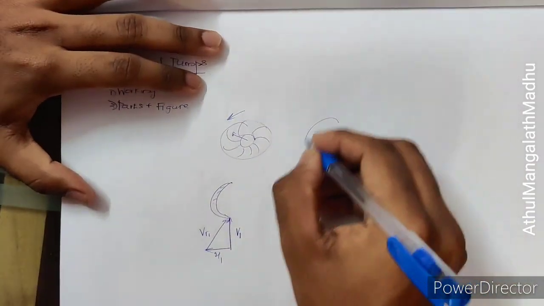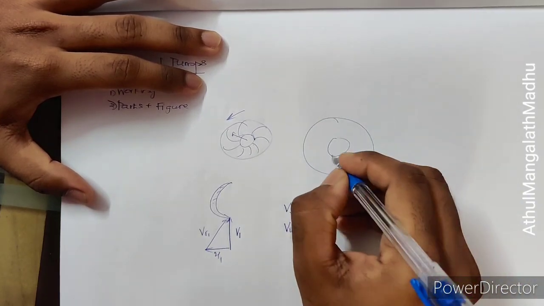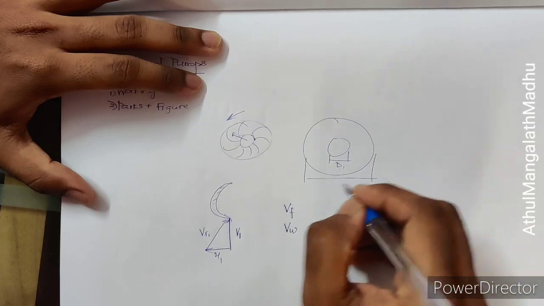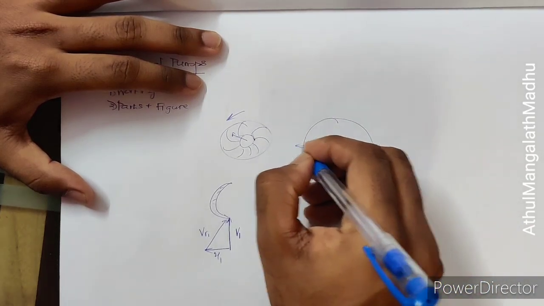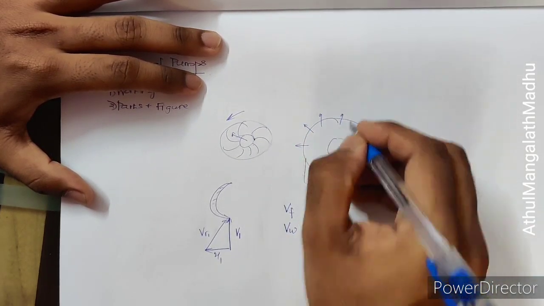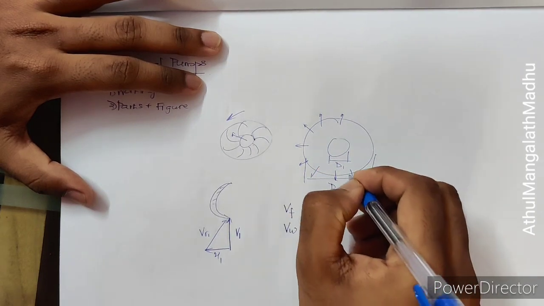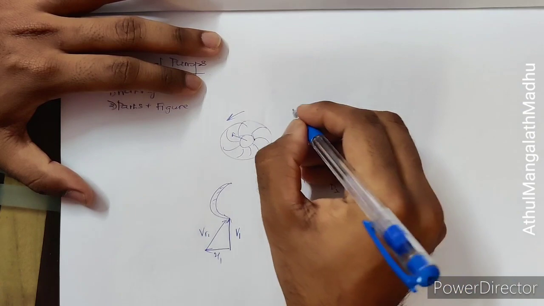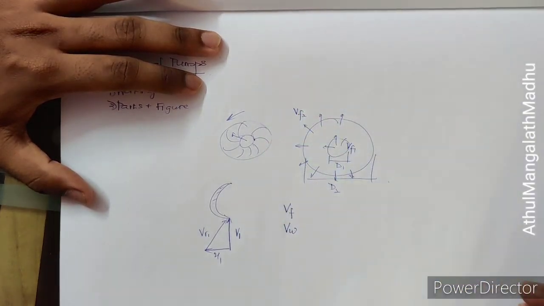So see, if you have an impeller like this, this is the inner diameter D1, this is the outer diameter D2. We expect water to come at some angle, but we need this velocity component to find the discharge. It is entering with the vertical velocity Vf1. It is coming out with the vertical velocity Vf2.